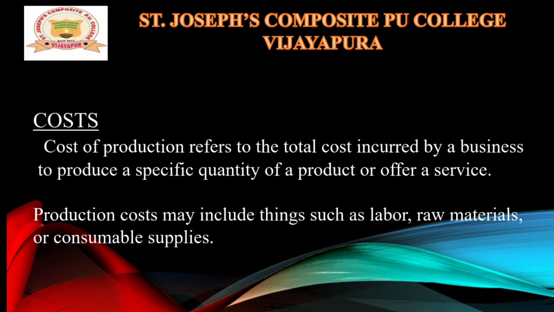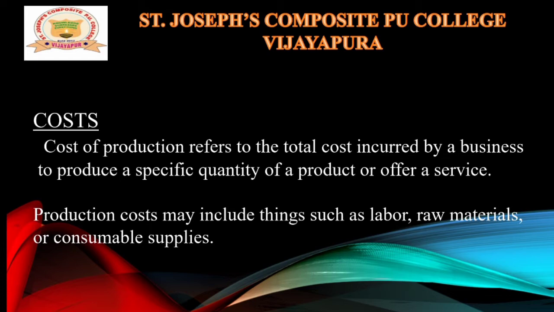Cost of production can be defined as the expenses incurred in the production of a commodity by a firm. That means cost of production is what? That is expenses incurred by the producer. Why? Because it is the total cost incurred by a business to produce a specific quantity of a product or offer a service. So that is the cost.